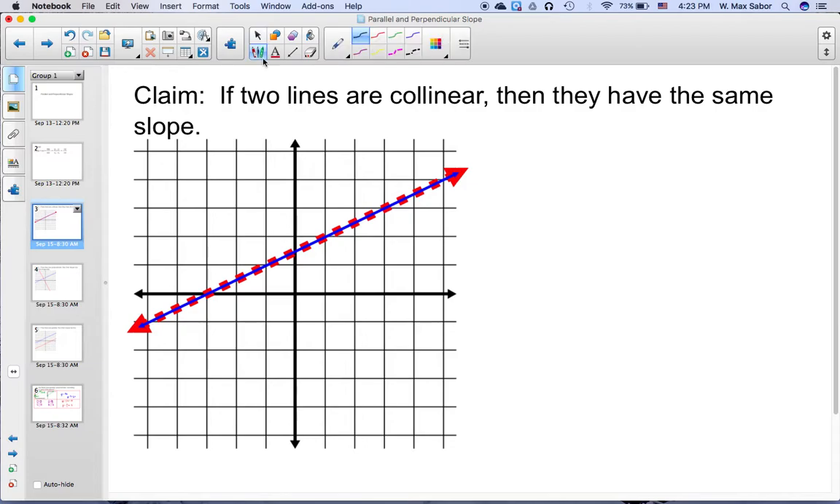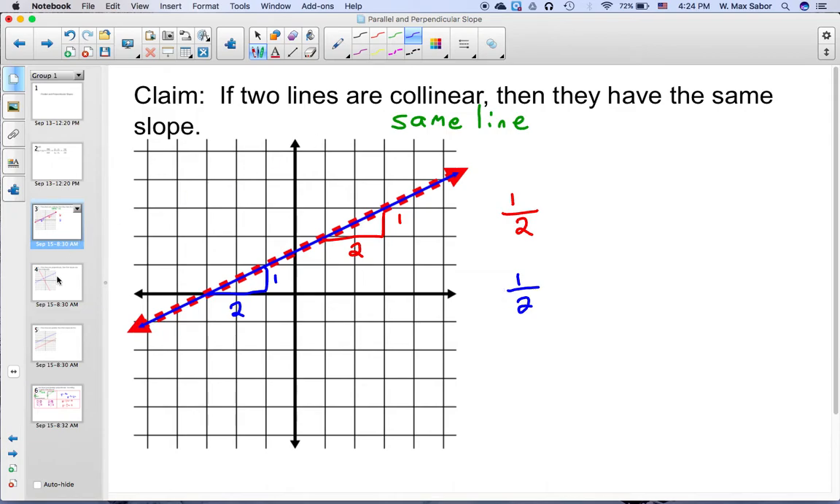My first claim is that if two lines are collinear, meaning the same line, then they have the same slope. So if we look at this, the red line has this slope of up 1, right 2. So that's a slope of 1/2. This blue line also has a slope of right 1 over 2. It's a slope of 1/2. Of course, because they're the same line, they'll have the same slope. So that is always going to be true.